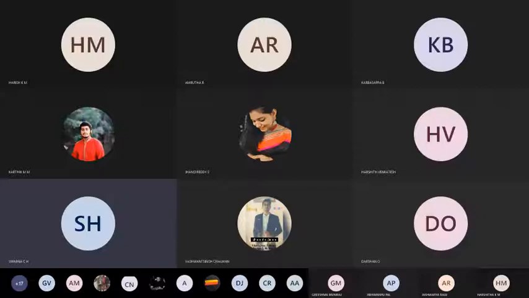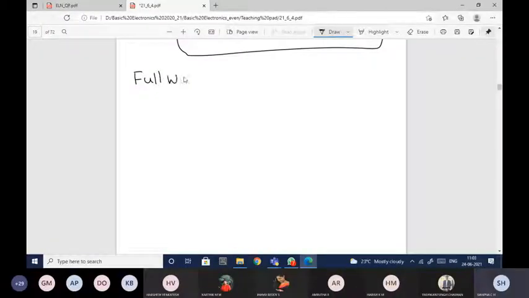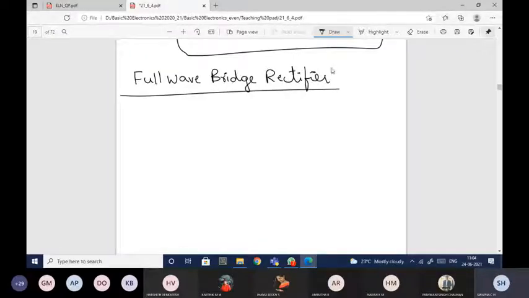It is the full wave bridge rectifier. Okay, so the main disadvantage with the full wave rectifier is that it is center tapped. The center point should be found exactly, and that is the drawback we have with the center tap full wave rectifier. So in order to avoid that, we are going with the full wave bridge rectifier.